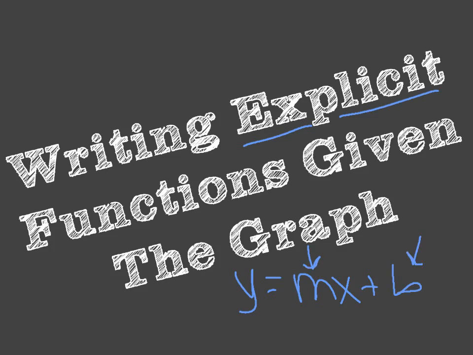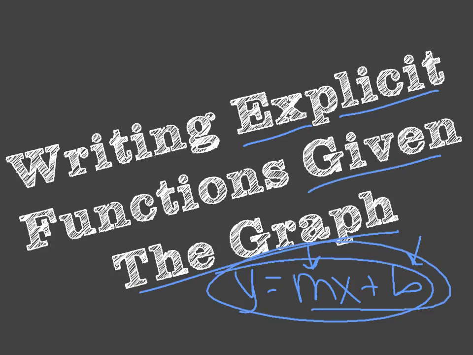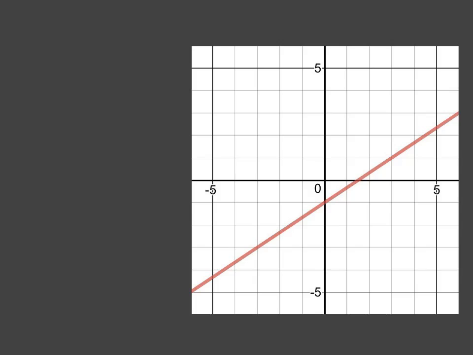So we want to write explicit functions when we are given the graph, which means I'm going to give you a graph and you have to figure out what is the function or what's the equation that matches the graph. So here's the one example that we're going to look at. And remember, to write an explicit function, we need two pieces of information. We need to find the slope and the y-intercept.